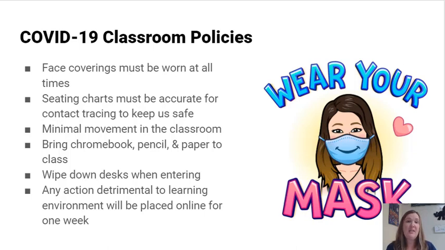Seating charts are going to be non-negotiable, I'm sorry, but they have to be accurate for us to be able to have contact tracing logs in order to help keep us safe. There's also going to be minimal movement throughout the classroom, so pretty much a person is going to come in, sit in their seat, and do their work, rather than being able to get up and roam.